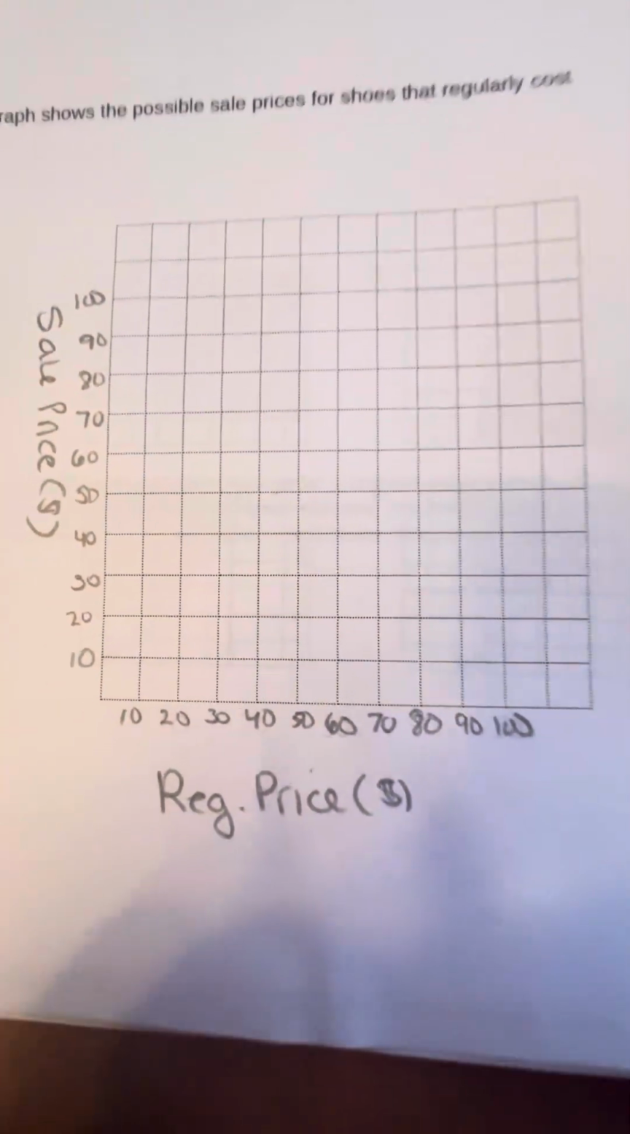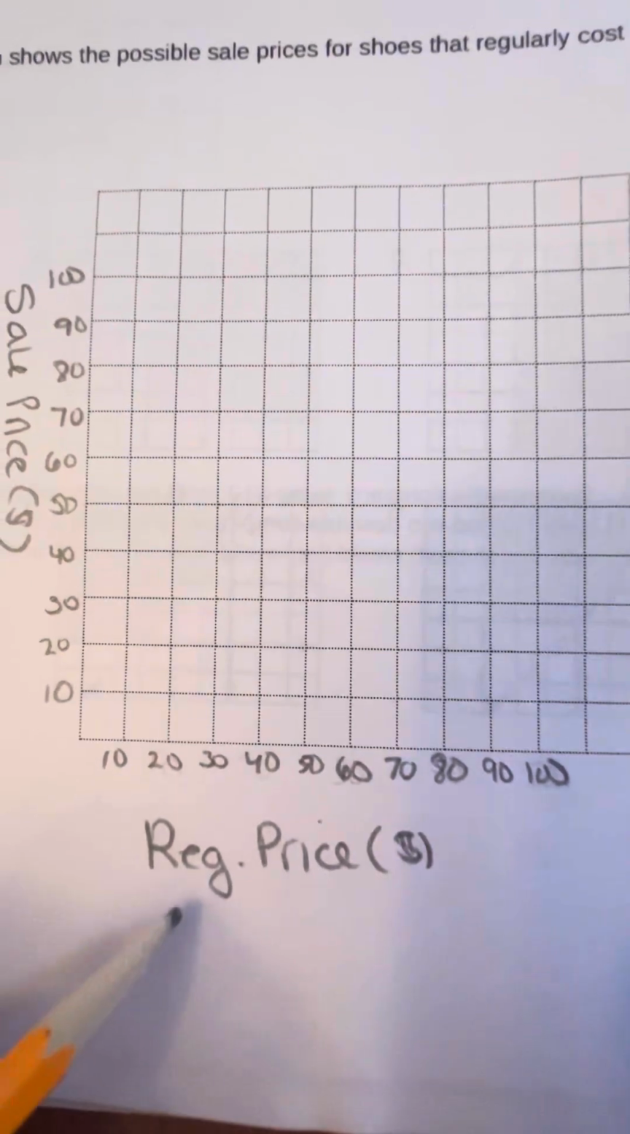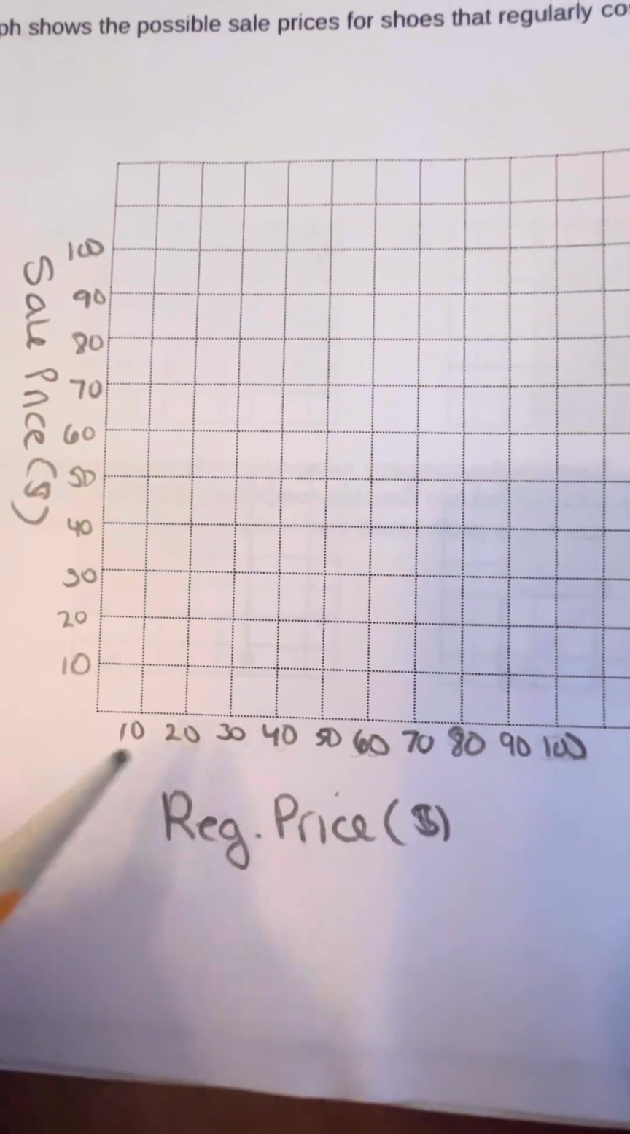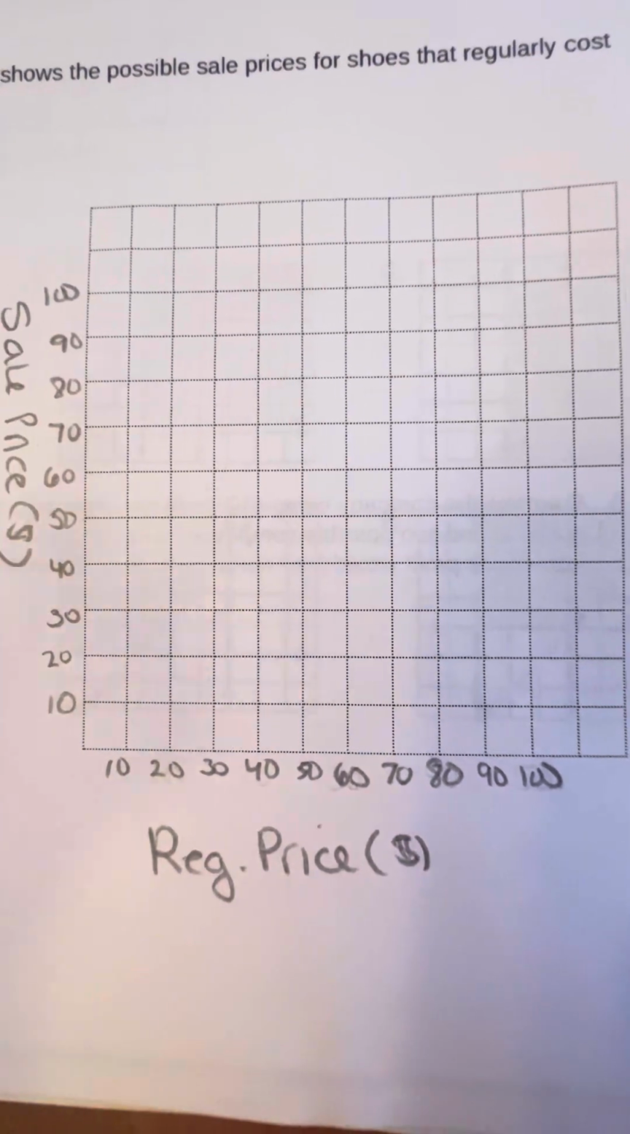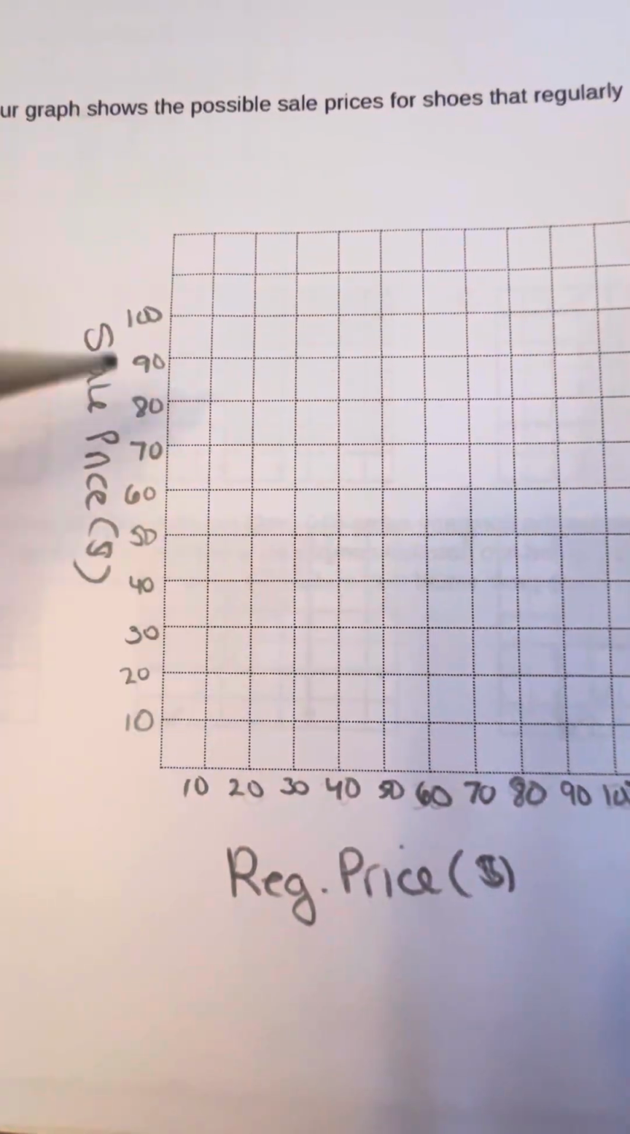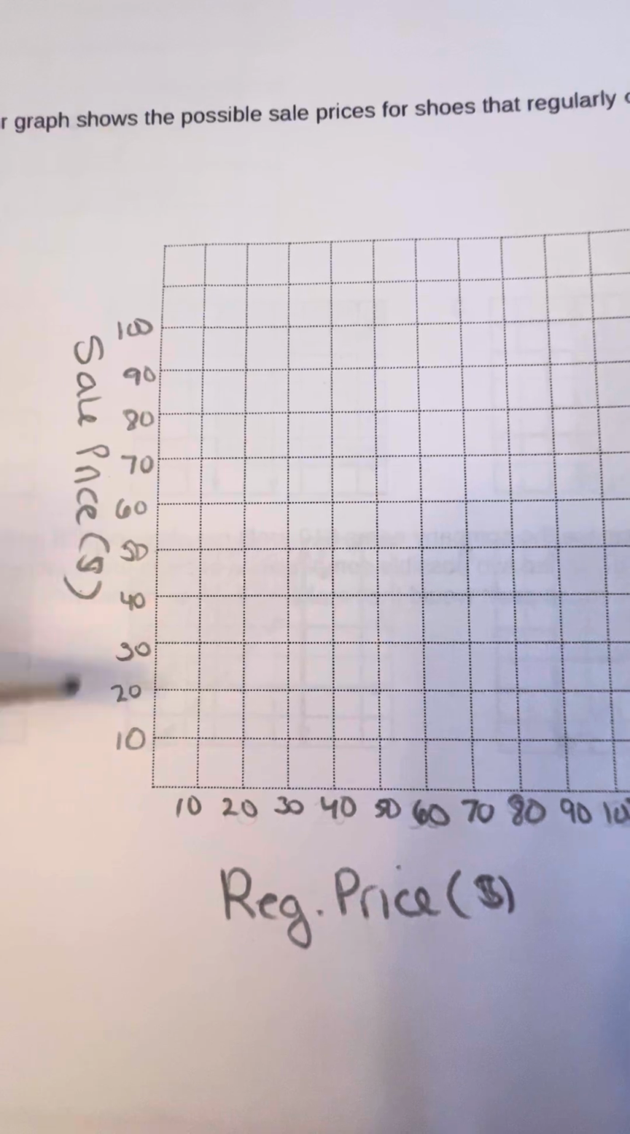So I can show you on the graph. I just graphed this really quickly, just put the labels on it. So our regular price in dollars went by tens. Obviously, I went up to 100. You only had to go up to 80. And then I did the same thing with my sale price. So in dollars, again, 10 up to 100, just for the heck of it.